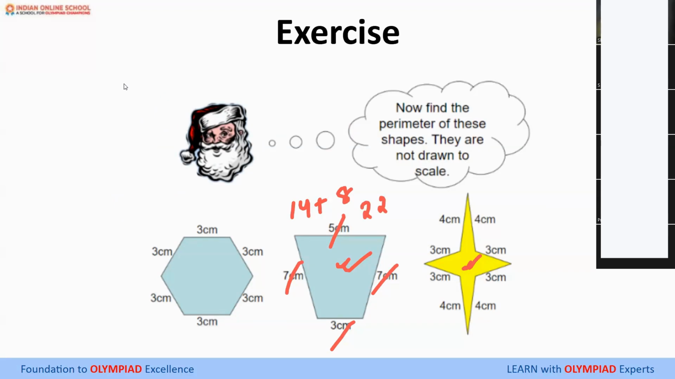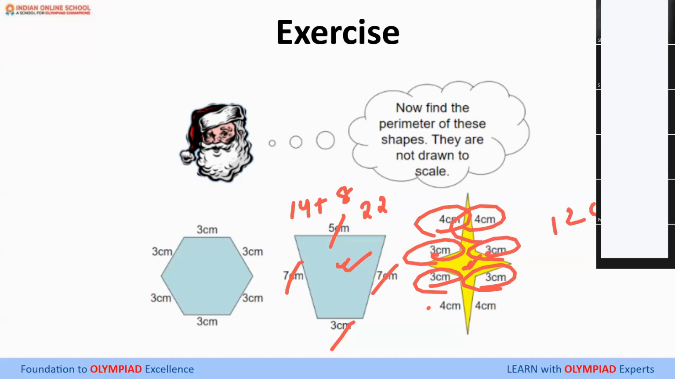Sashwant, what's the answer for the third one? Ma'am, 28 centimeter. We have 4 times 3, that's 12 centimeter. And we have 4 times 4, that's 16 centimeter. 16 plus 12 is 28 centimeter. So yeah, that's the answer. Well done, all of you.